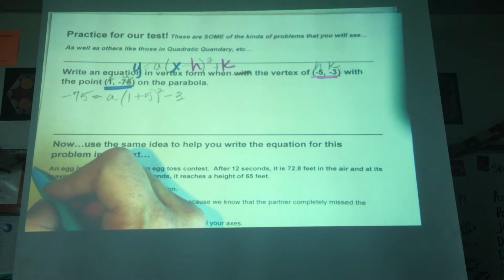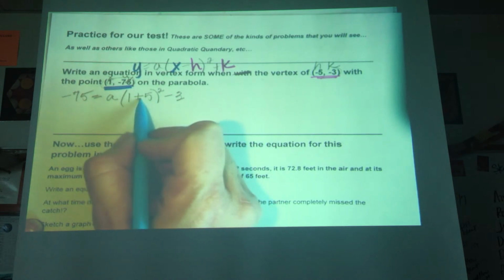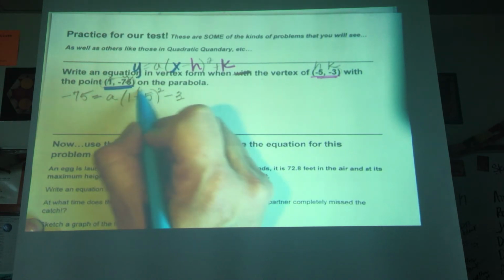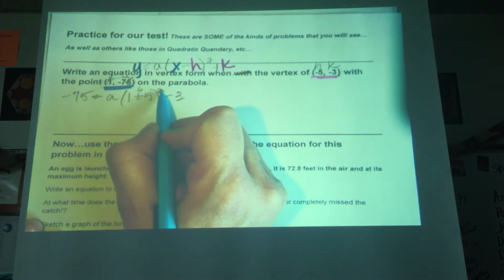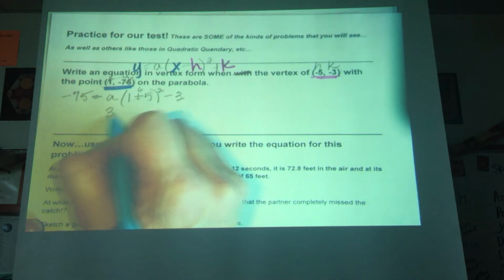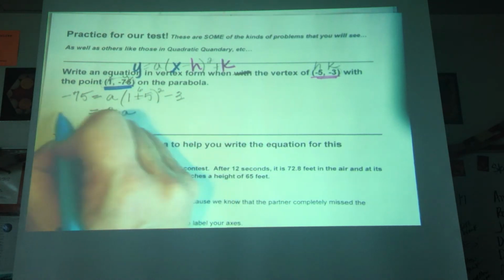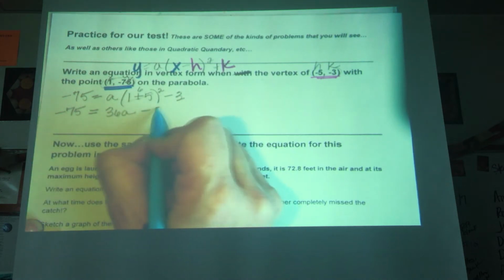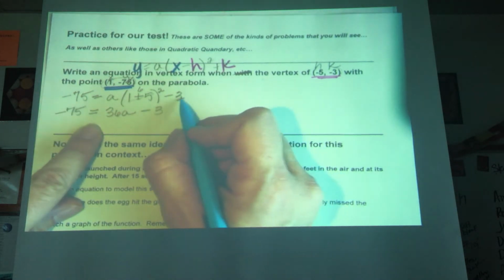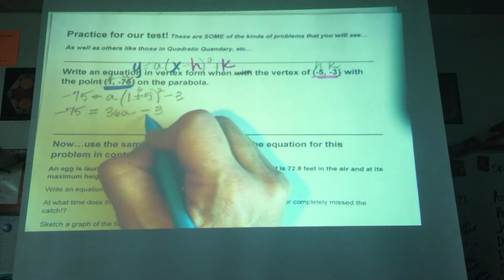The very first thing I'm going to do to solve this equation is just simplify what's inside the parentheses. This is going to be 6 to the second power. 6 squared is going to give me 36. I'm going to take that 36 and put it in front of the A and bring down my -75, my equals, my -3.